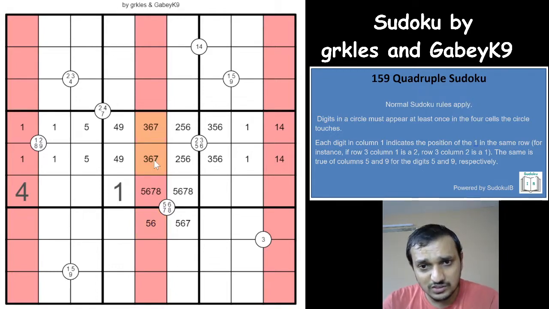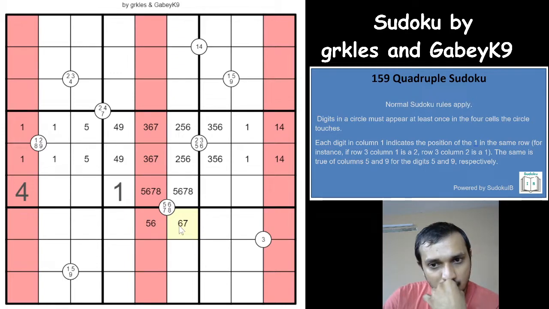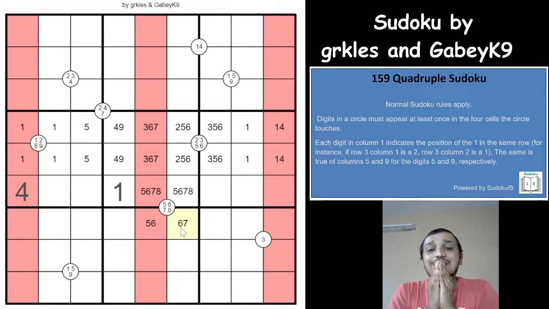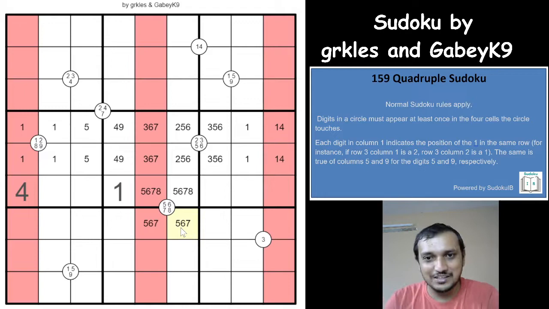So one of the 6, 7 would have to be here. That would be this cell. So 5 is eliminated from this cell. So if 5 is eliminated from this cell, wow, that is excellent logic, guys. That is amazing. I will just go back again and repeat the logic I have done here.